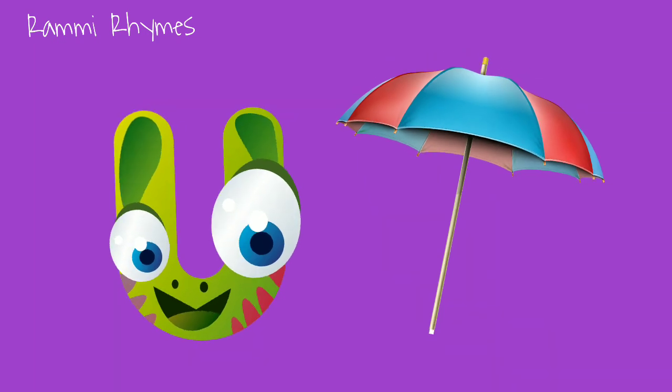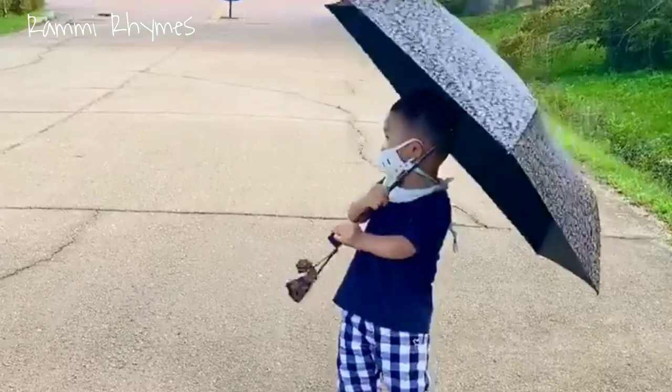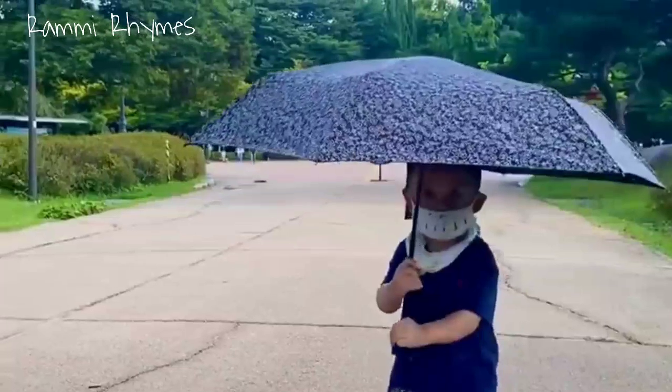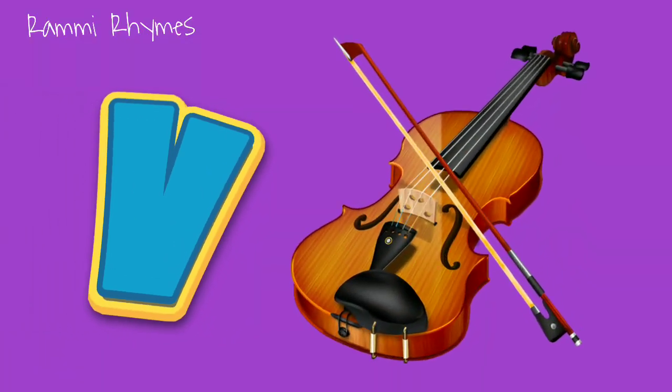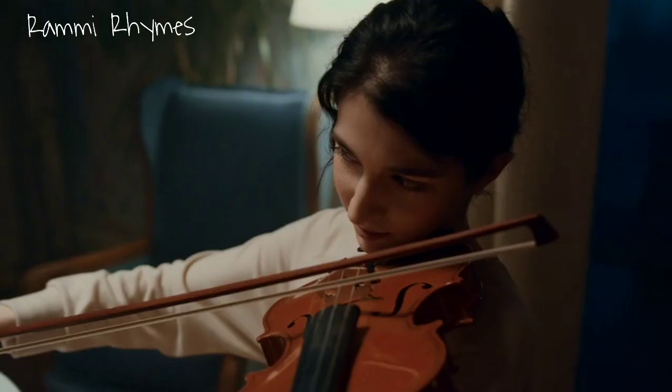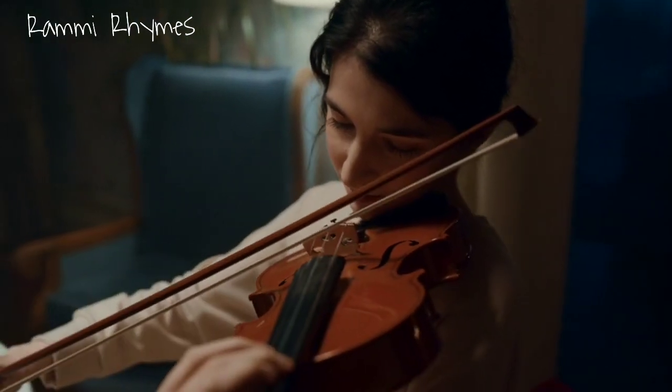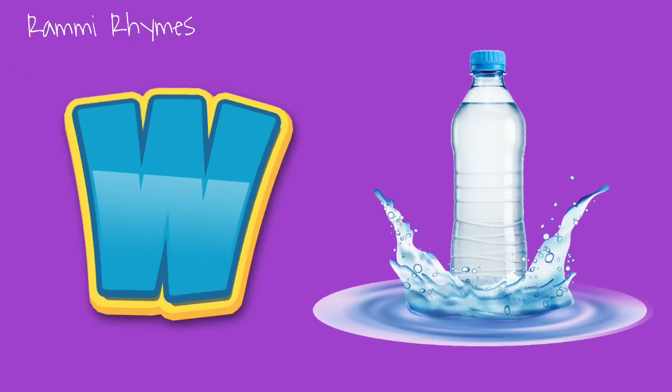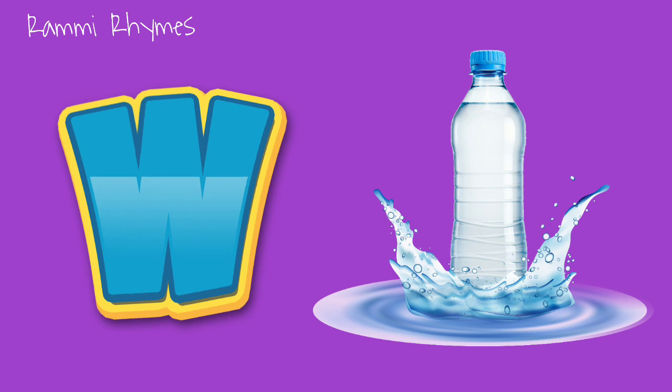U. U is for umbrella. V. V is for violin. W. W is for water.